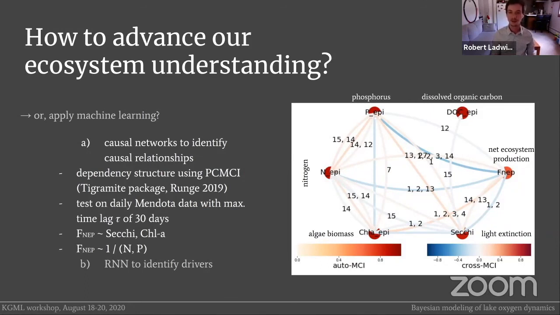And there's also a strong inverse relationship between the ecosystem production and the nutrients. So we would like to dig into this more and advance this to really understand the temporal relationships.